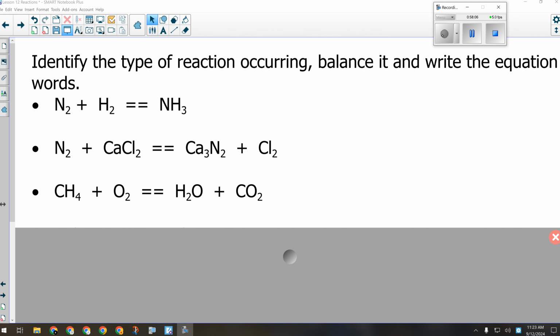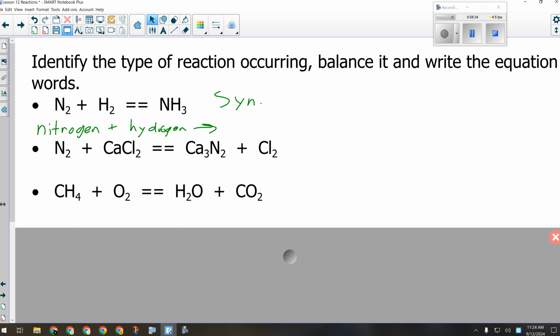Okay, in the first one, I have 2 elements, nitrogen and hydrogen, combining to form a single compound. What kind of reaction is that? It's a synthesis reaction, right? So we just write synthesis beside it. Then I would write it out in words. N2 is nitrogen. That's how nitrogen comes as an element. Hydrogen, same thing. That's how hydrogen comes as an element.